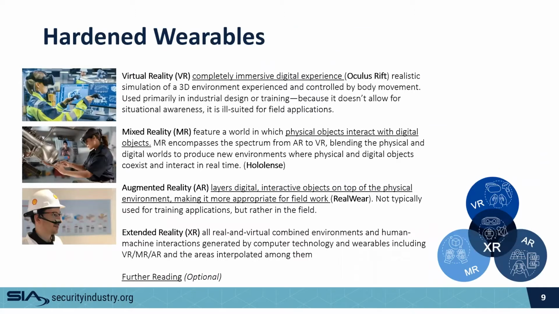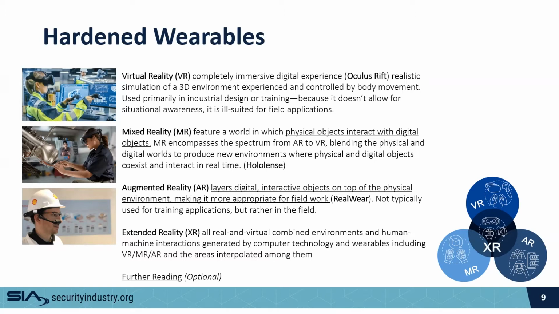So taking just a quick look at these types of wearable headsets and what they are, we have virtual reality, mixed reality, augmented reality, and extended reality. So the primary differences in these different types of technologies, they all wear a headset, but virtual reality is a completely immersive digital experience, and it's not really safe to be headset on, blind, walking through a space. So typically, these are controlled environments. Oculus Rift is an example of a VR headset, and this is traditionally used in design concepts and also used in training.